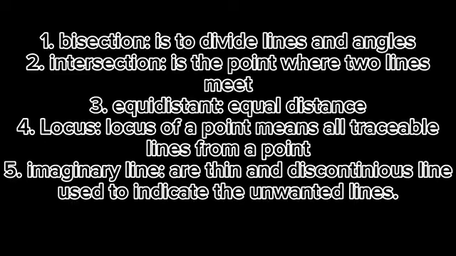Terms used in geometric construction: 1. Bisection. It is to divide lines and angles. 2. Intersection. It is the point where two lines meet. 3. Equidistant. It means equal distance. 4. Locus. Locus of a point means all traceable lines from a point. 5. Imaginary lines. They are thin and discontinuous lines that are used to indicate the unwanted lines.